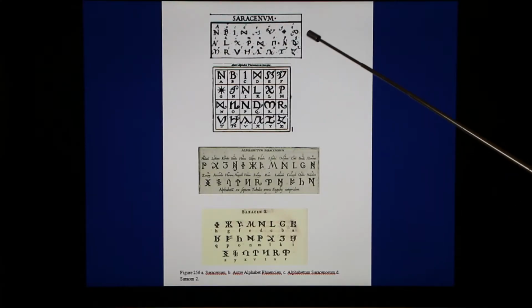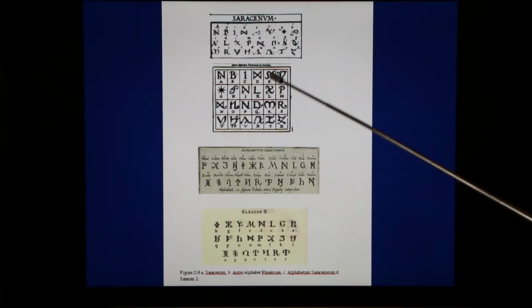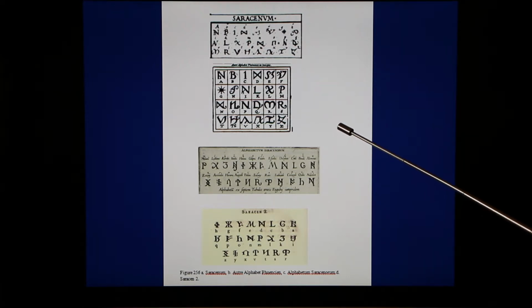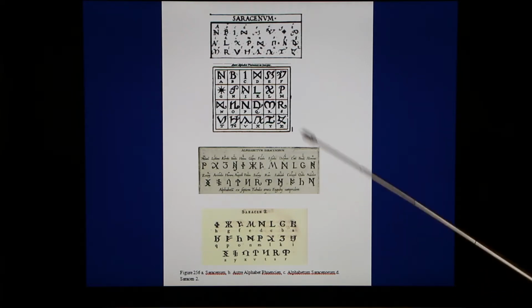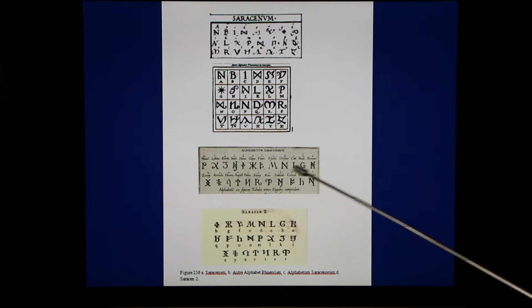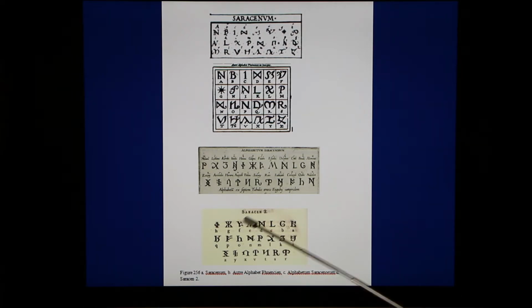So here we have Saracen. That becomes the other alphabet of the Phoenicians, or Ionic. And notice that there is an eightfold star as a letter. And that becomes the alphabet of the Alphabetum Saracenorum. And then that becomes Saracen 2, which again goes that way.